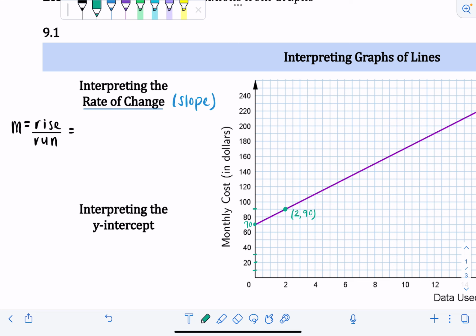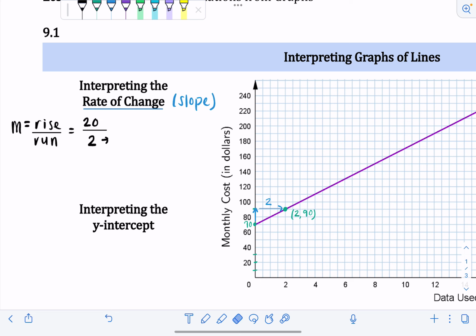So now I need to figure out my rise between the 2 points. How far am I going up to get from one point to the other? I'm going up 2 marks on the y-axis, so that would mean that my rise is 20 because I went up 20. And then for my run, it's how far am I going left or right? I'm going to the right over to 2 on the x-axis, so my run would be 2 to the right.